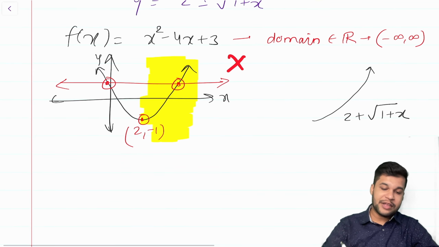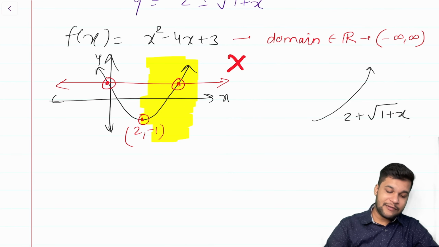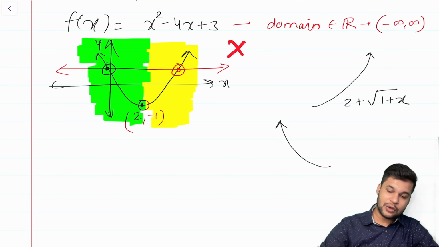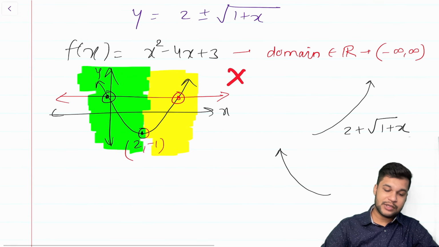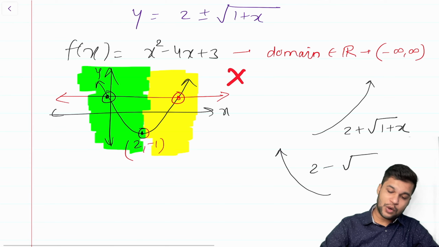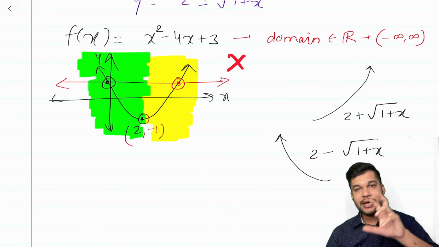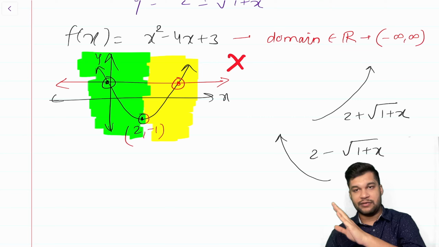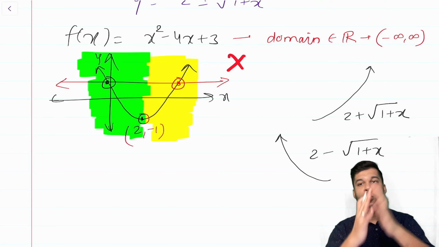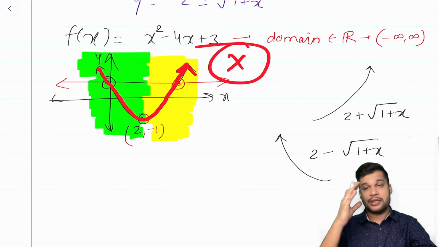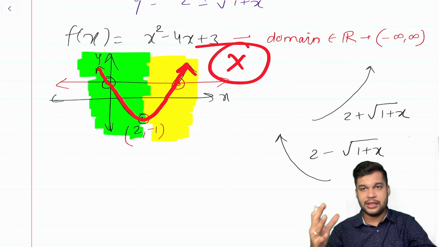Or if I say my graph is only the left half and not the right half, which means my graph is something like this, then what will be the inverse? The inverse over here will be 2 minus root of 1 plus x. So either it will be left half or it will be right half. If you are considering this whole graph, then the inverse doesn't exist.